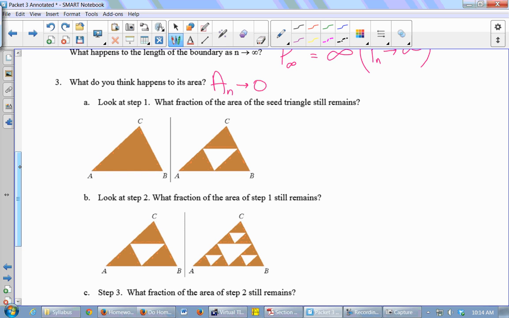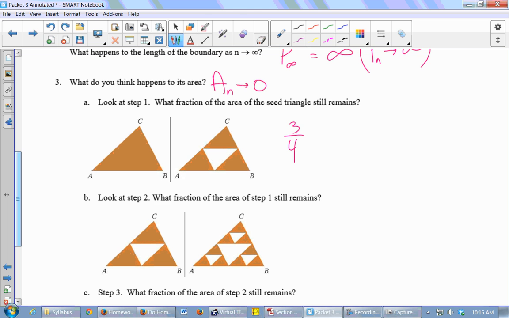So to investigate, look what happens at step 1. Let's consider this 100%, right? How much remains? What fraction remains when I go to step 1? 75% or 3/4, right?